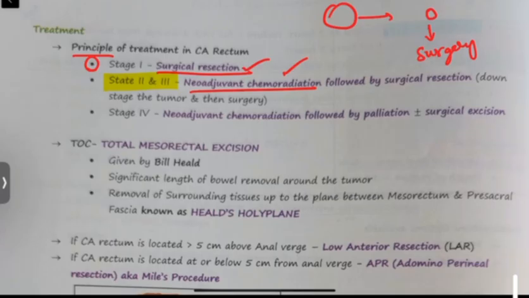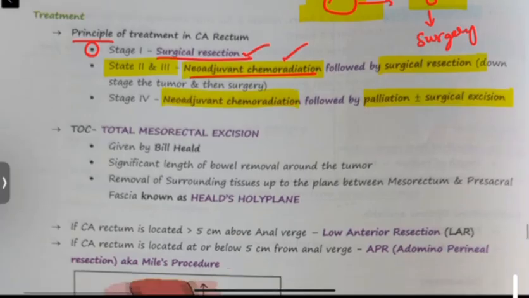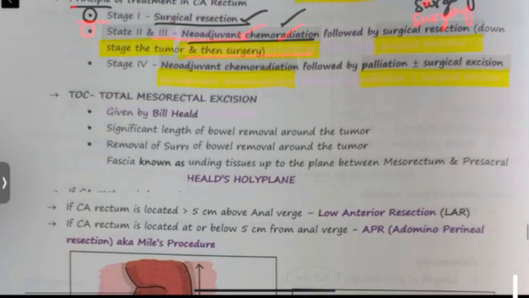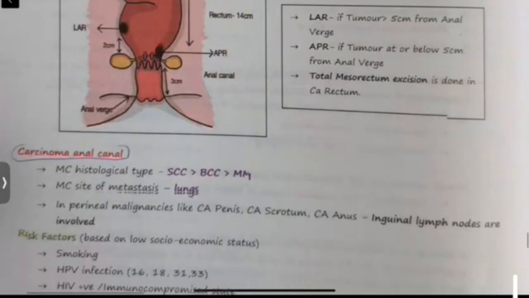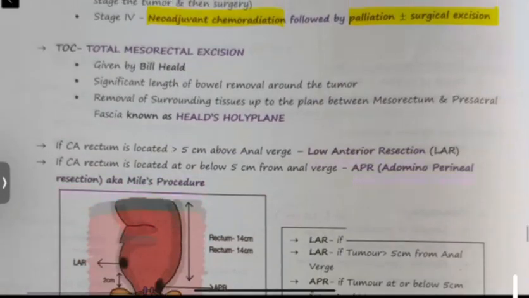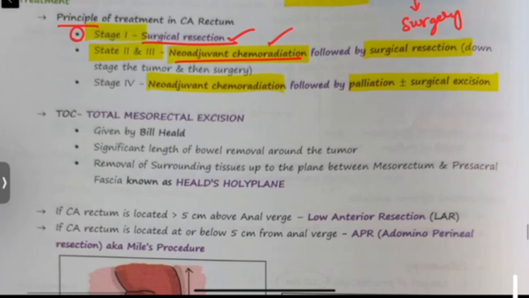Okay, so this is neoadjuvant chemoradiation followed by surgical resection, so that there is downstaging of the tumor, and then this tumor can be easily resected. And stage 4 is neoadjuvant chemoradiation followed by palliation or surgical excision. Okay, so how the stages are, we'll discuss. So yeah, this was about stage 1, stage 2 and 3, stage 4. Basically they won't ask which stage is how, just ask you the treatment. What will you do in stage 1, what will you do in stage 2 and 3, what will you do in stage 4.